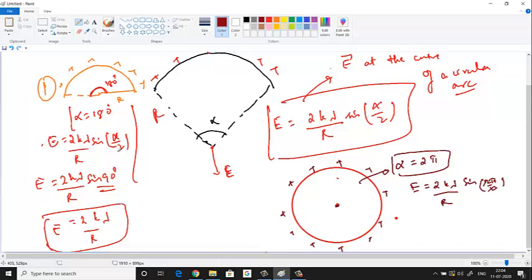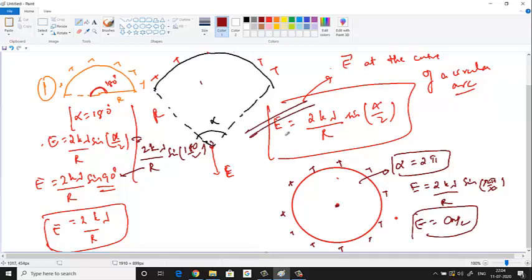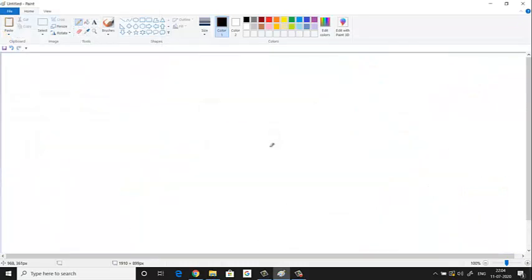Here also let me write properly. 2k lambda by r into sine, what is alpha? 180 by 2, so that makes it 90 basically. Okay, anyway, the 2s cancel, sine pi. Sine pi is how much? 0. So that's why the electric field at the center of the ring is 0. So for any circular arc at the center, you can find the electric field using this formula.